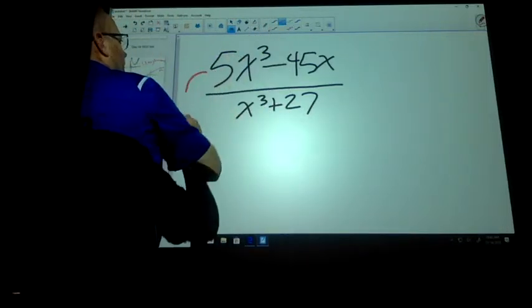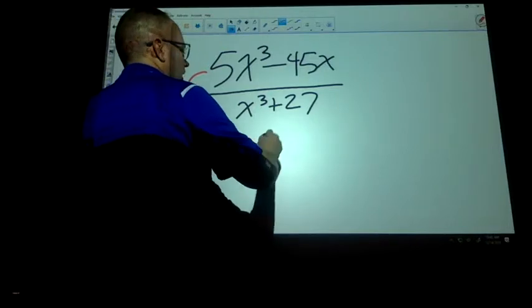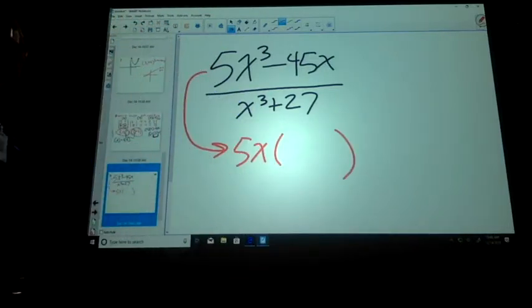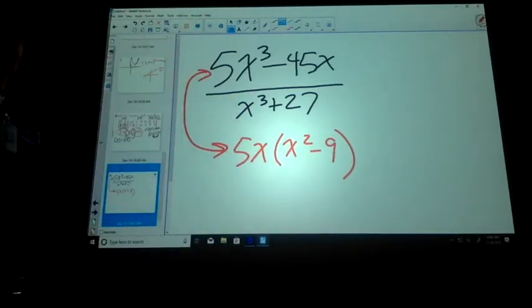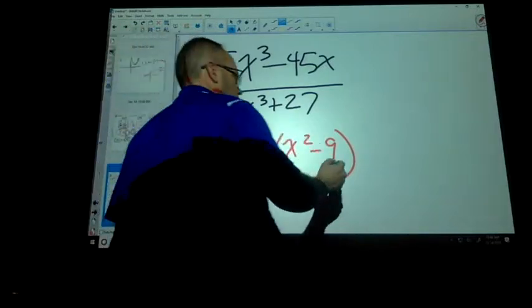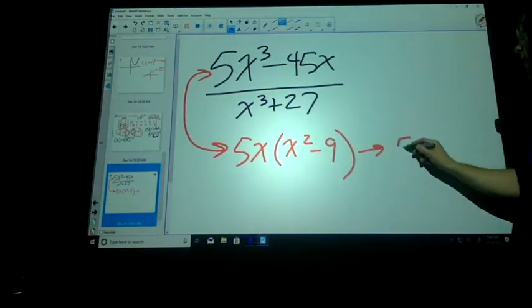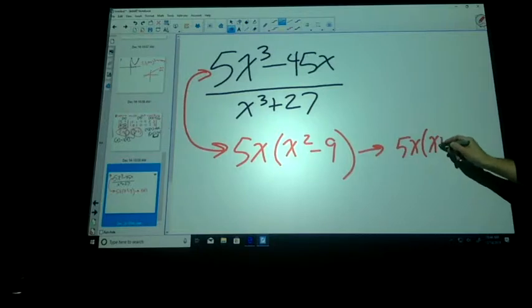All right, so let's factor this. I can factor a 5 and an x out of both of those, just on this top one. Agree? And that leaves me x squared minus 9. Oh, and then it's a perfect square. Yeah, that's the difference of 2 squares. So then this breaks down to 5x, x plus 3, x minus 3.